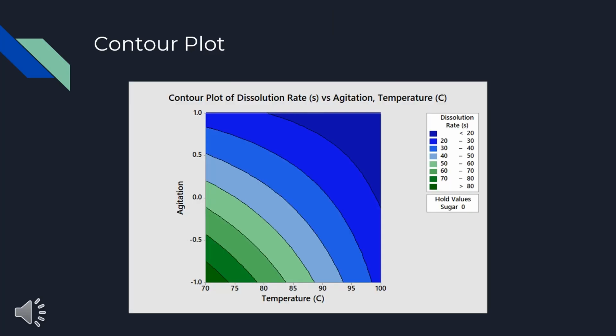From our model, a contour plot was created to illustrate the relationship between our most significant factors, agitation and temperature, and our response variable, dissolution rate. It is evident from the plot that the use of agitation and higher temperature values yield lower dissolution rate.